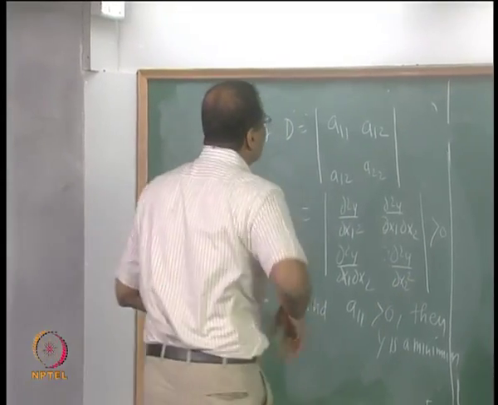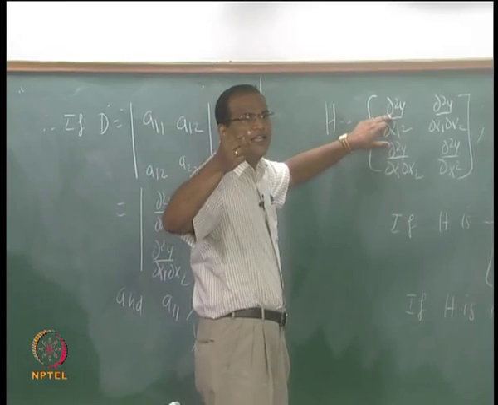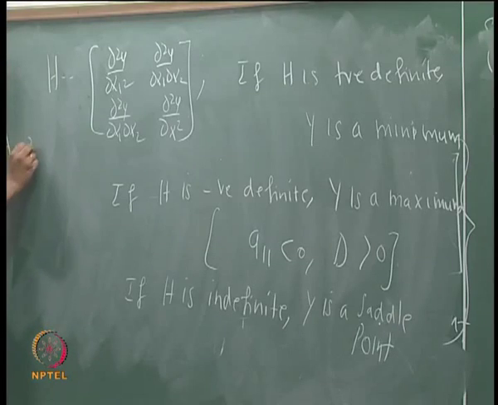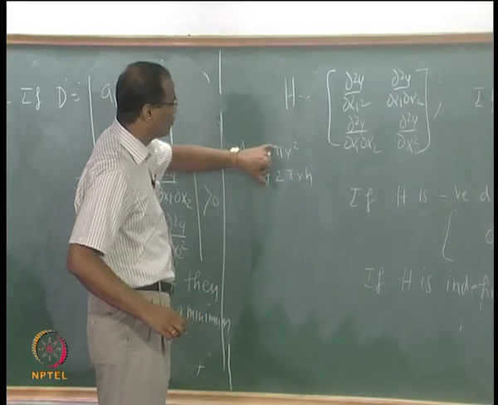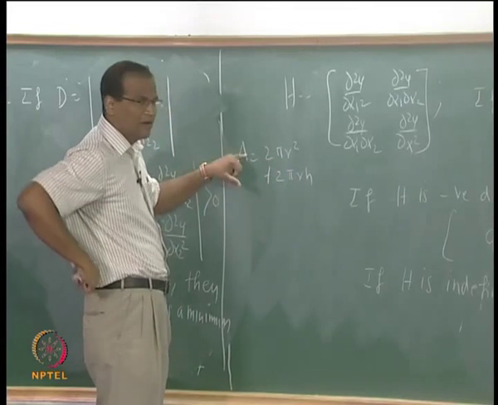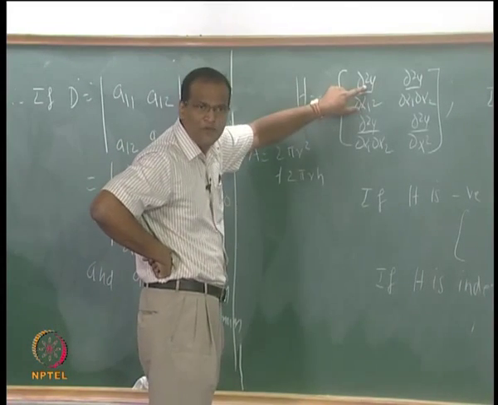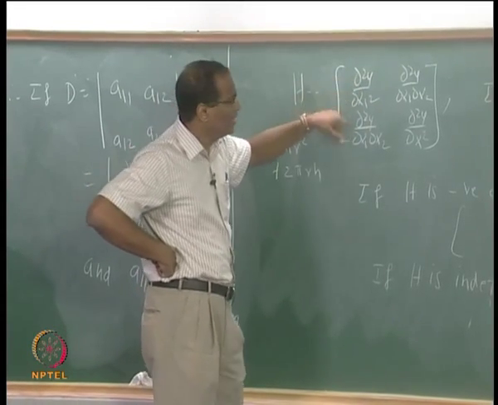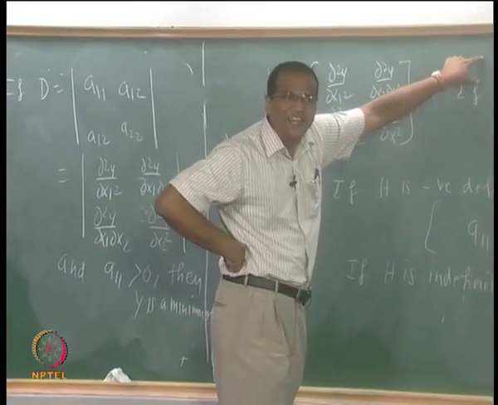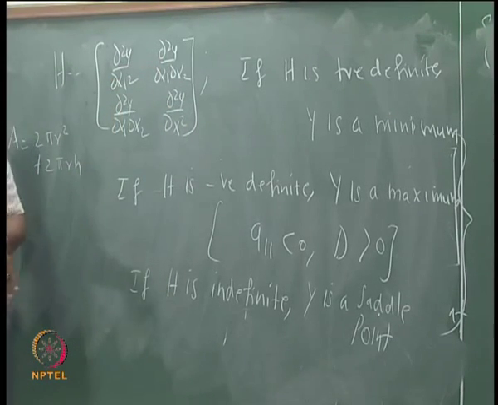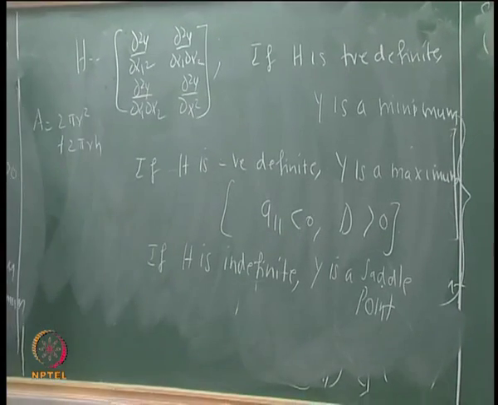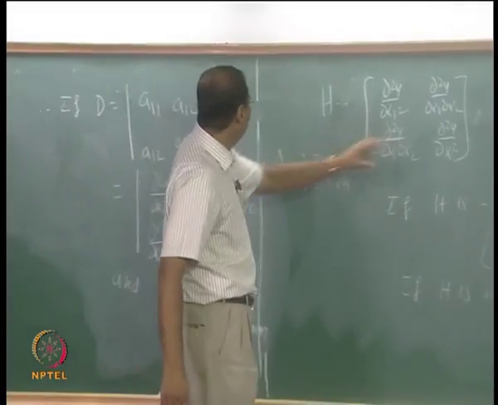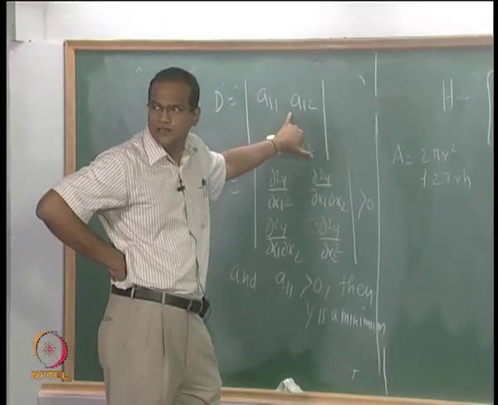So, once you evaluate, for example, the area of the cylindrical storage tank, 2 pi r squared plus 2 pi r h, dou A by dou r will be 4 pi r plus 2 pi h, and dou squared A by dou r squared will be 4 pi. So, the first term will be 4 pi. You can substitute each of these terms, then take the matrix minus lambda I, where I is the identity matrix, evaluate lambda and find out whether the eigenvalues are positive or negative, or some positive and some negative. Or you just see whether A11 is greater than 0 or less than 0, take this determinant and figure out whether it is a maximum or minimum.